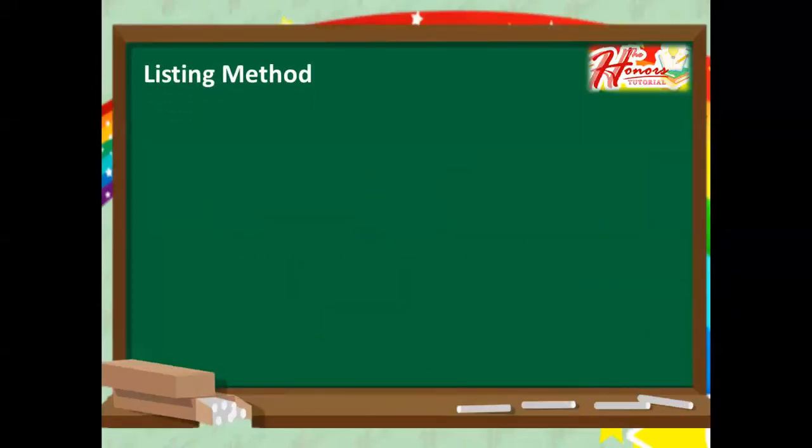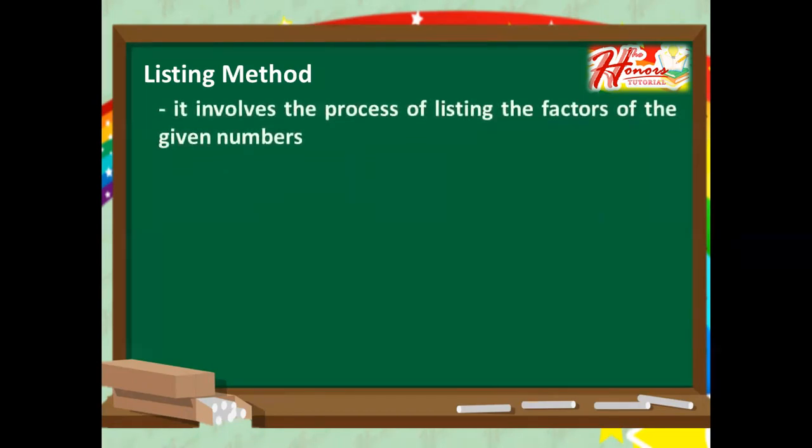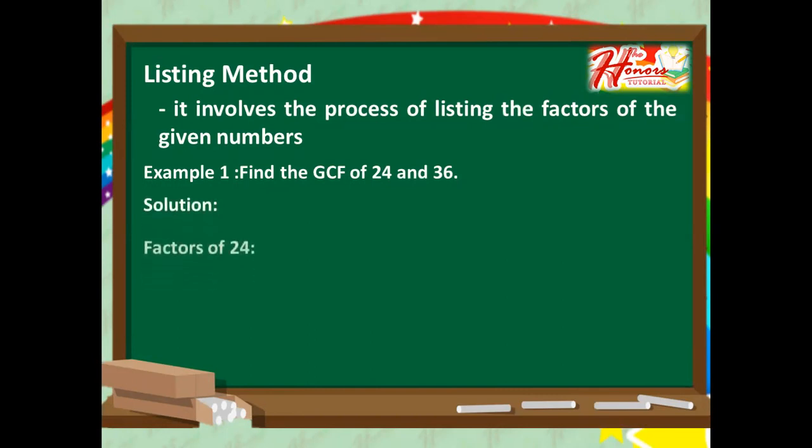Let us have first the listing method, because there are two methods that we have to learn in finding the GCF. So the first one is the listing method. It involves the process of listing the factors of the given numbers. So let us have example number 1. Find the GCF of 24 and 36. So let's have our solution.